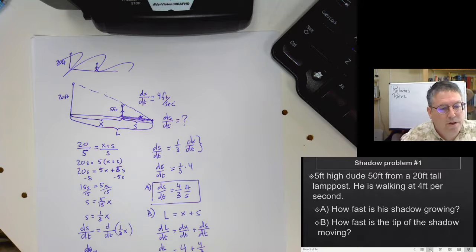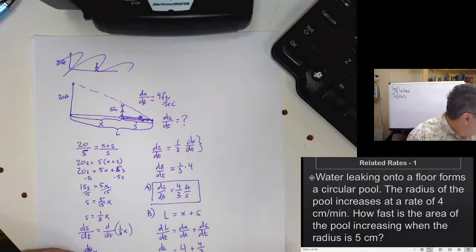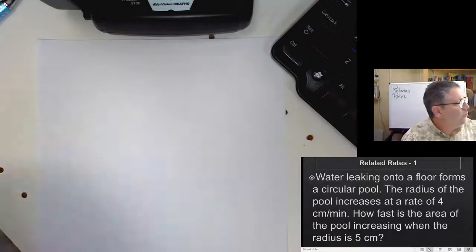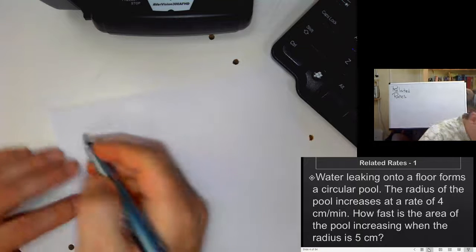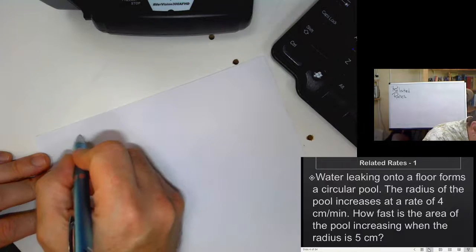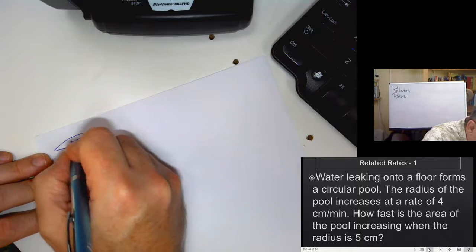Now on to the worksheet. I hope you can read that. I think you're going to be able to. So what we have here is water leaking onto a floor, forming a circular pool. The radius of the pool increases at a rate. Let's draw the pool. I'm going to make sure I stay high up on the paper. So there's our pool, and there's our radius, right?